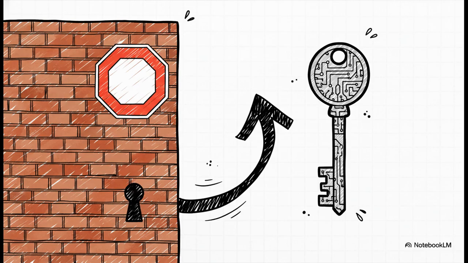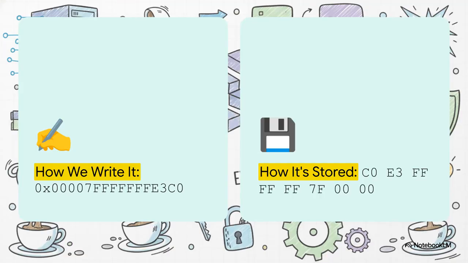So that seems like a total deal breaker, right? Game over. But the solution is, well, it's baked right into the architecture of the machine itself. It's actually a pretty elegant fix for what feels like an impossible problem. The solution is something called little endian byte order.